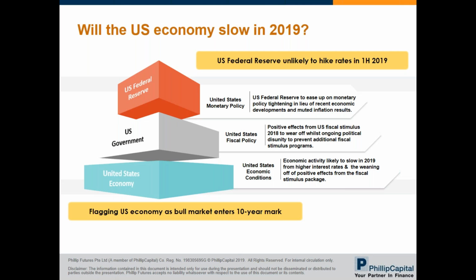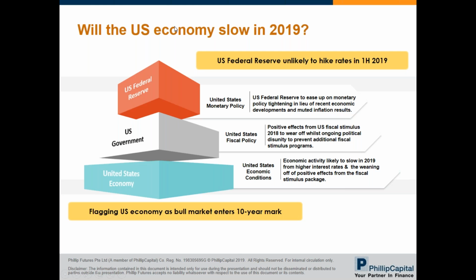Inflation is now about 1.7. On United States fiscal policy, I don't think they're going to add additional fiscal stimulus programs, and the positive effects from 2018 are likely to wear off. The third point is that economic activity is going to slow from higher interest rates and the weaning off of the fiscal stimulus. We are at the 10-year mark; I think in March we entered the 10th year of this bull market. So increasingly with all this, we're going to see more weakness. Of course, it really depends on whether the Fed starts to cut rates, and then it's a whole new ball game. But we do also see rising debt levels weighing on market confidence.